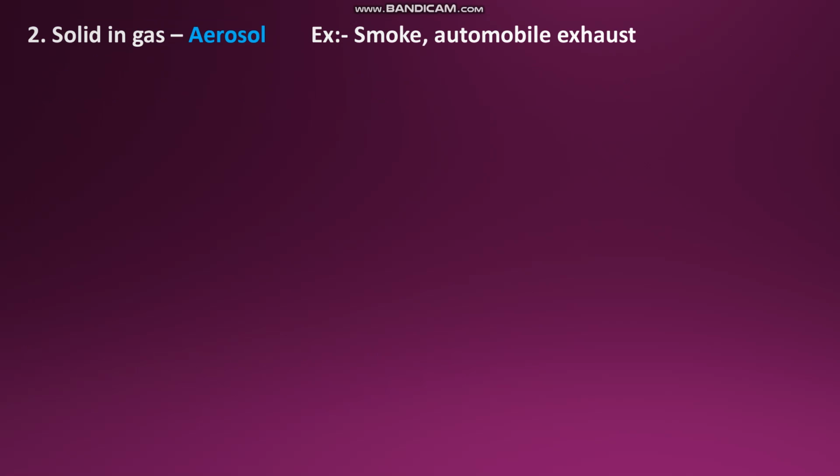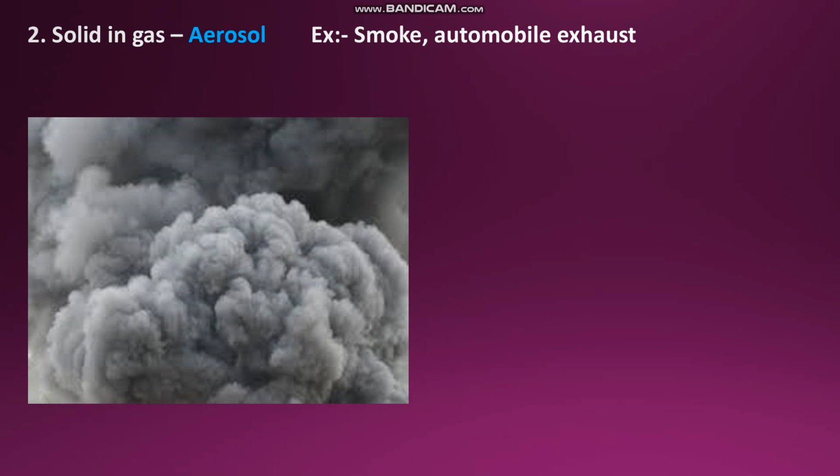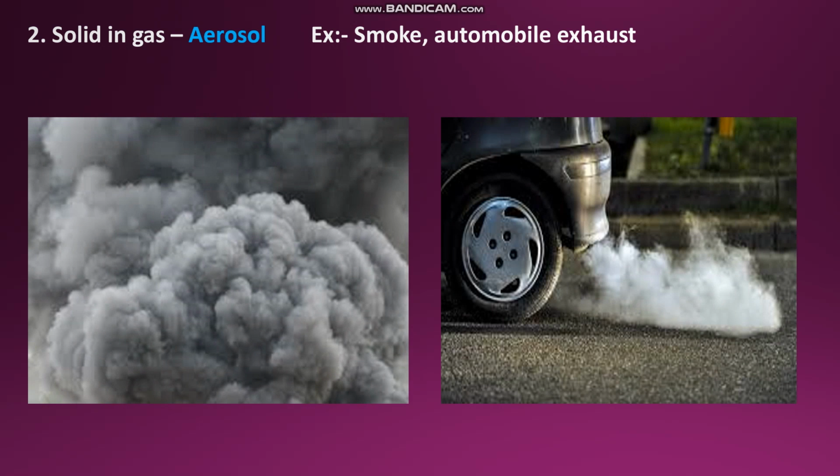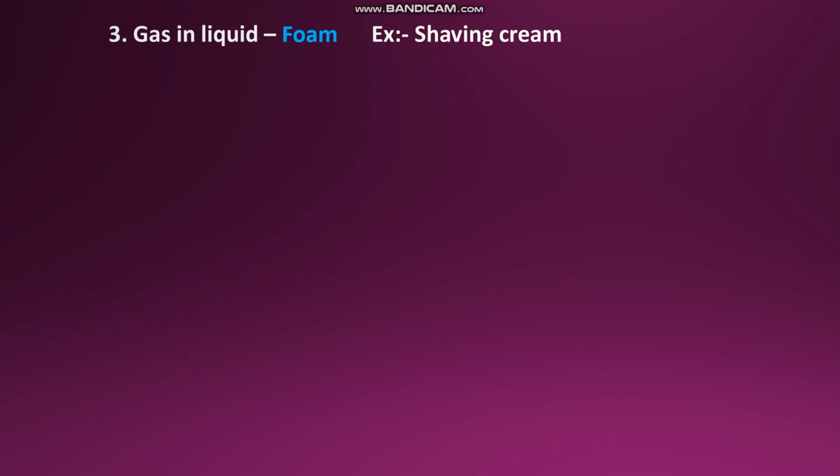Next type of colloid is solid dispersed in gas. That means dispersed phase is solid. Solid particles are dispersed in the gaseous medium. Dispersion medium is gas. That is also called aerosol. Example for this, smoke, automobile exhaust. Solid dispersed in gas. Another type of colloid is gas dispersed in liquid. Dispersed phase is gas, dispersion medium is liquid. Gaseous particles are dispersed in the liquid medium. These type of colloids are called foam.